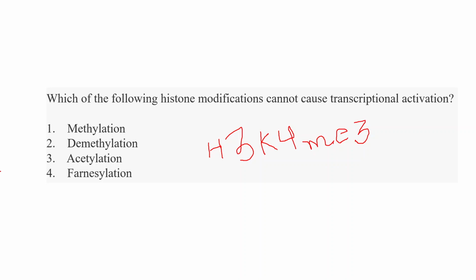In reality, we have to see which lysine residue is getting methylated or acetylated, and how many methyl groups or acetyl groups are getting added to the lysine residues. That actually determines whether the modification will be an active or a repressive modification. But in general, both modifications, under their own conditions, can lead to the activation of transcription, and obviously demethylation does too. So the correct answer would be farnesylation, because farnesylation is a lipid modification and not a histone modification.